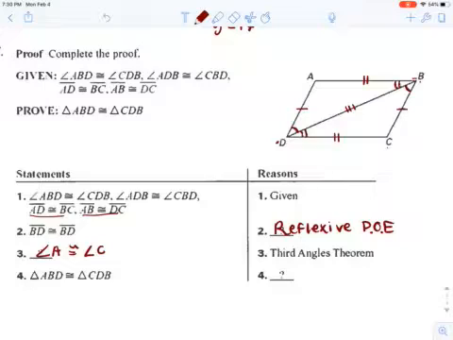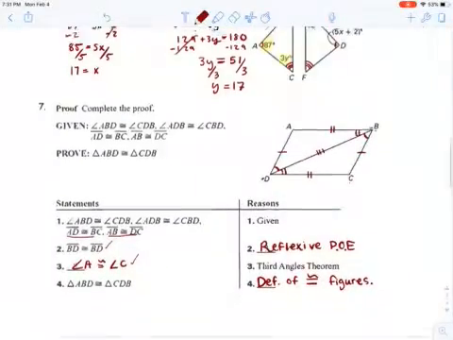And so last but not least, we have the third side and the third angle. We figured out that they're congruent. So now we can say the triangles are congruent. Why? By the definition of congruent figures. All the sides were congruent and all the angles were congruent. So those triangles are congruent.